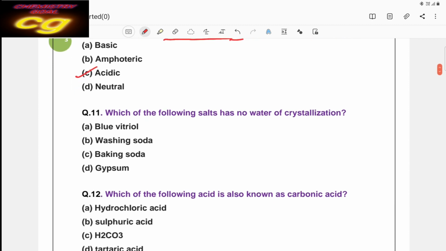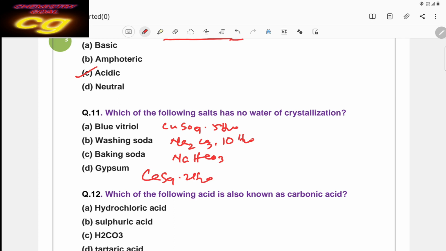Then, which of the following salts has no water of crystallization? That means it does not contain water molecules. Blue vitriol, you know, this is copper sulfate, with 5 water molecules. Washing soda, we know, is sodium carbonate with 10 water molecules. Baking soda is only sodium bicarbonate. Gypsum, you know, is calcium sulfate with 2 water molecules. So the answer is baking soda. It does not contain water molecules, so it has no water of crystallization.